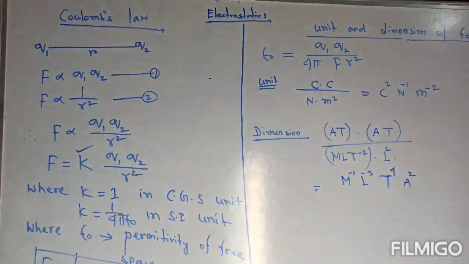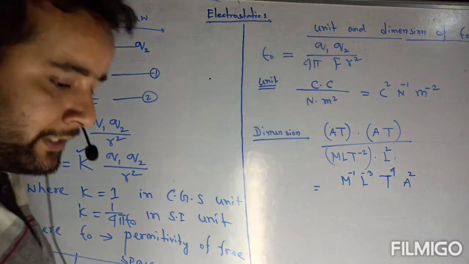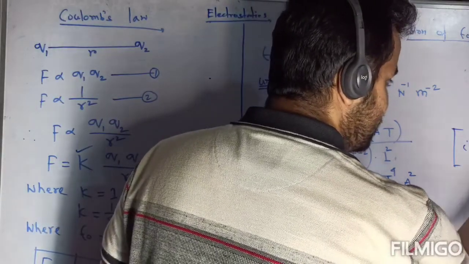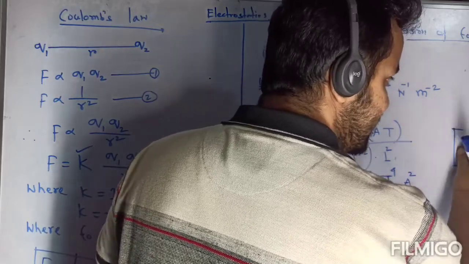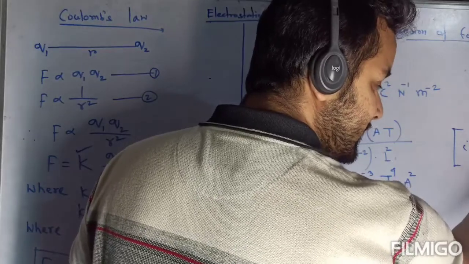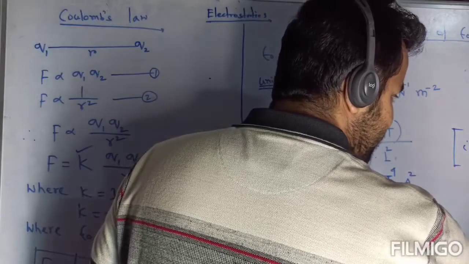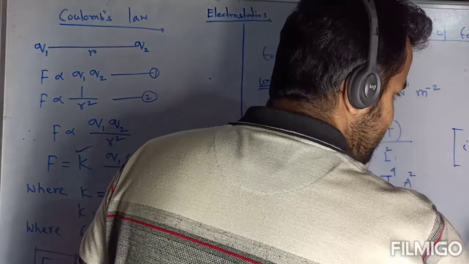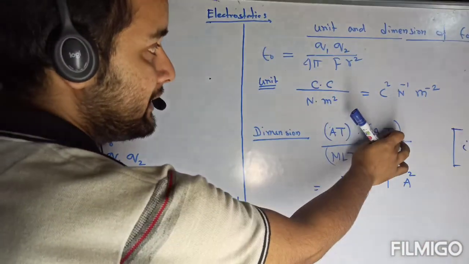Now what about the dimension? Look, we need to put the dimension of charge. We know what is current. If I write current I equals Q by T, right? Or what will be Q? Because current equals flow of charge per second, so Q will be I into T. The dimension of current is A and the dimension of time is T, so that will be AT. I'm putting the value AT here and also AT here.